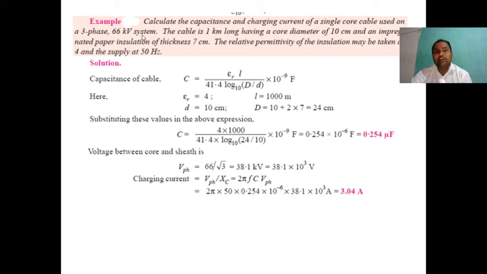They gave the line to line voltage, find out the line to phase voltage. Line to neutral means phase voltage: 66 by root 3, we get 38.1 kV. Charging current, we know V phase by XC, that is 2 pi f C into V phase. Substitute all the values one by one, we get the charging current 3.04 amps.